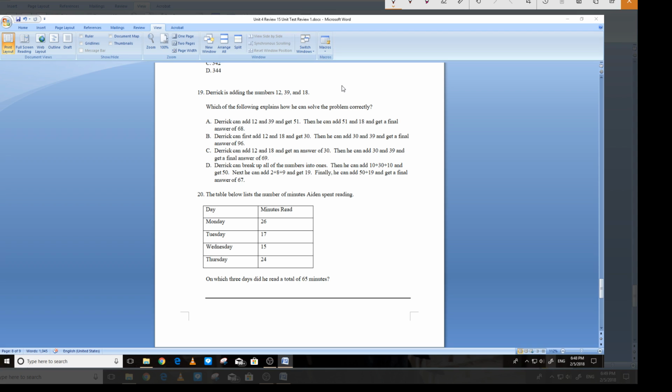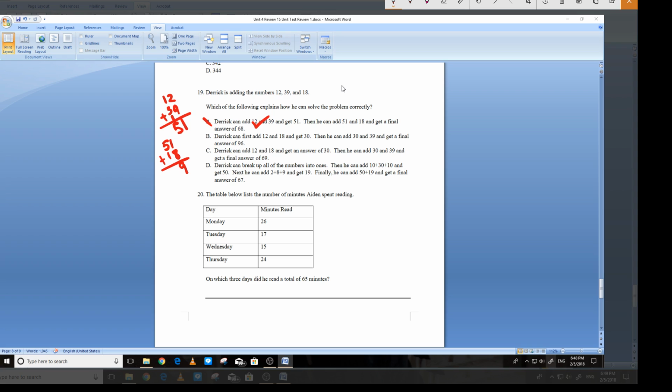A states, Derek can add 12 and 39 and get 51. Let's check that. 12, 39: 2 plus 9 is 11. 1 plus 3 is 4, plus 1 is 5. Okay, so far so good. Then he can add 51 and 18 and get a final answer of 68. Now let's check that. 51 plus 18: 1 plus 8 is 9. Okay, I can stop right there because it says 68 and I see a 9. Since the correct answer should have a 9 in it, A is incorrect.